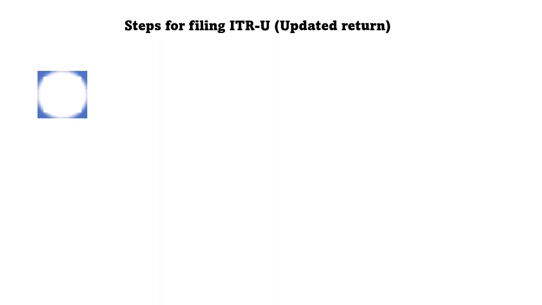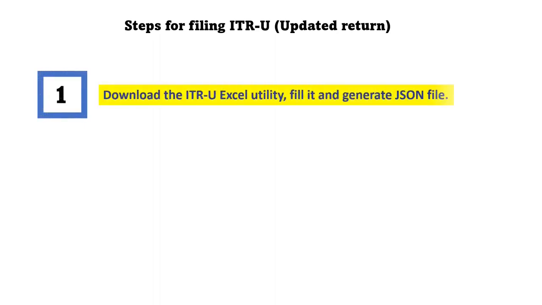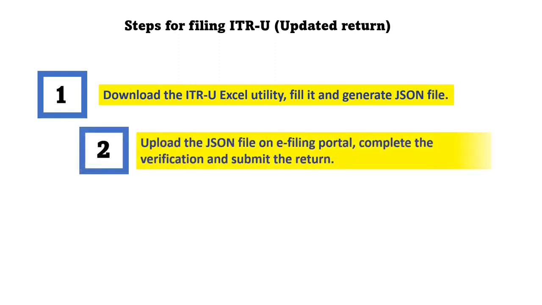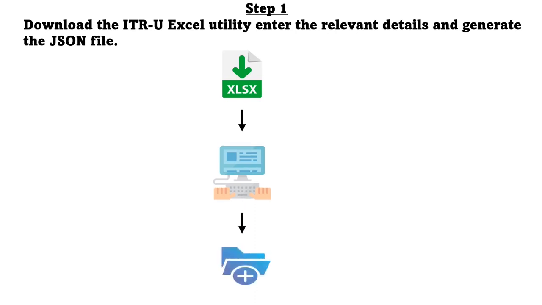Let us now look at step by step how we file ITR-U. The first step will be to download the ITR-U Excel utility, fill it and generate the JSON file. At the second step, we would be required to upload the JSON file on the e-filing portal, complete the verification and then submit the return. Let us first see the first step, how we download the ITR-U Excel utility and how we enter the relevant details and generate the JSON file.